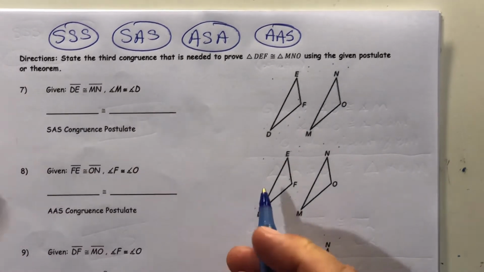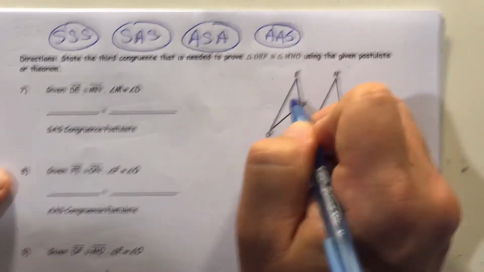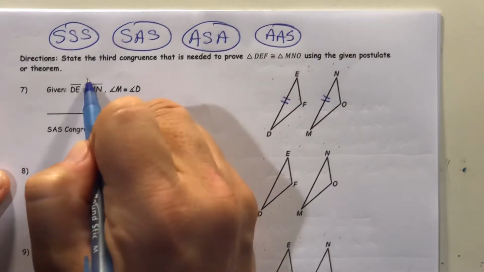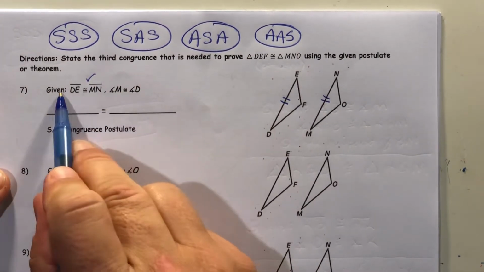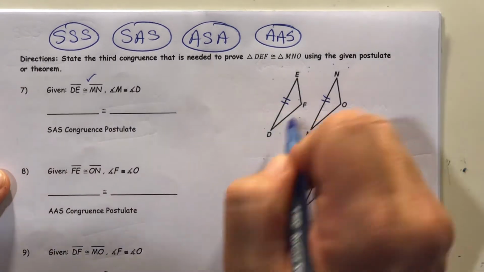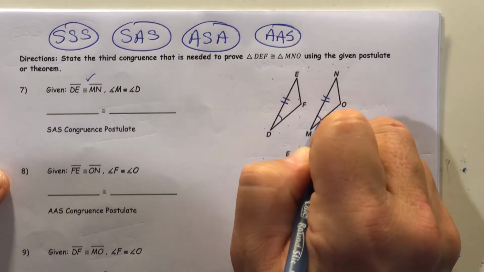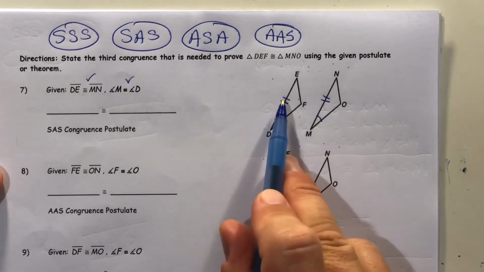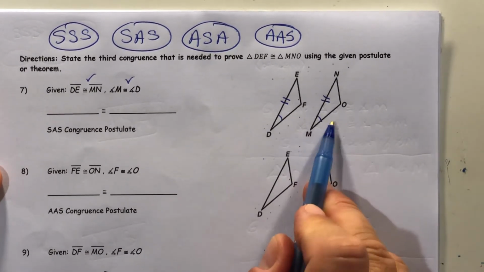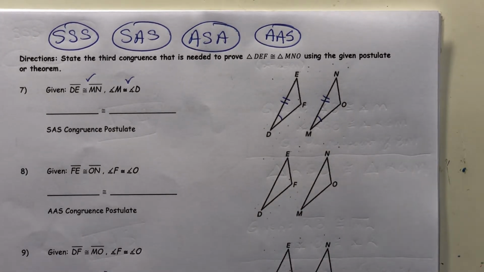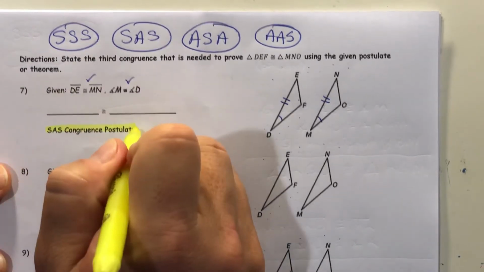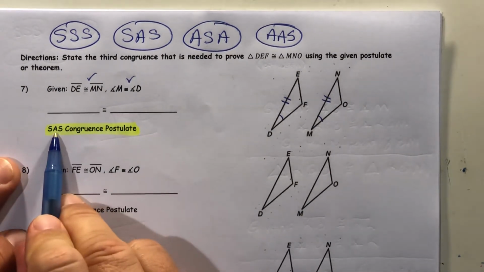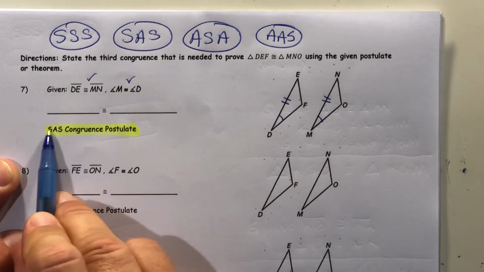So I'm going to go mark that, and this is really, really important. DE is right here, and MN is right here. Okay, so I've marked that. Check. Now angle M is also given to us being congruent to angle D. So I'm going to go here and put an arc on each of those. Okay, so now let's think about this right now, guys. We have one pair of sides, one pair of angles, but this is really important. They want us to use the side angle side congruence postulate. Now let's remember, this is the one where the angle needs to be between the two sides.